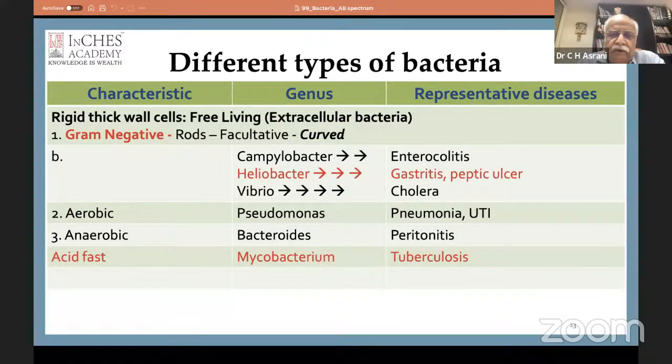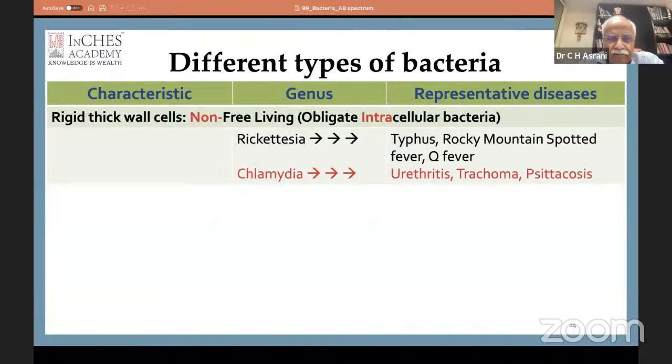In this, the aerobic ones, Pseudomonas causes pneumonia and UTI, more so in hospital-based patients, and anaerobic bacteroids causing peritonitis. Acid-fast Mycobacterium causing tuberculosis. Now, in rigid thick cell walls, but non-free living, so they have to be obligate intracellular. Outside the cell, they will die.